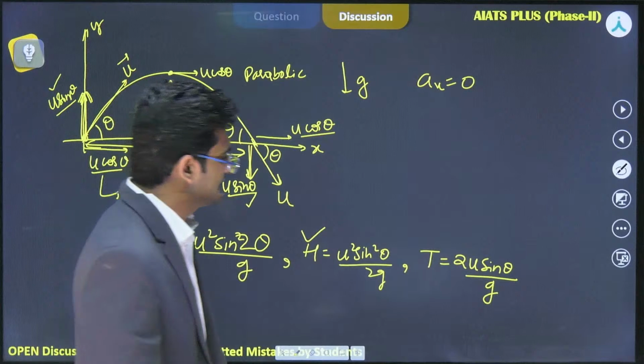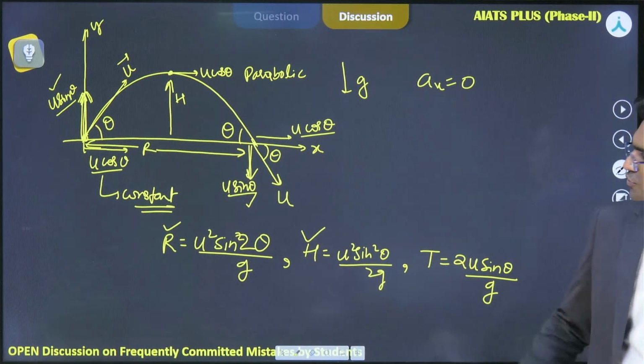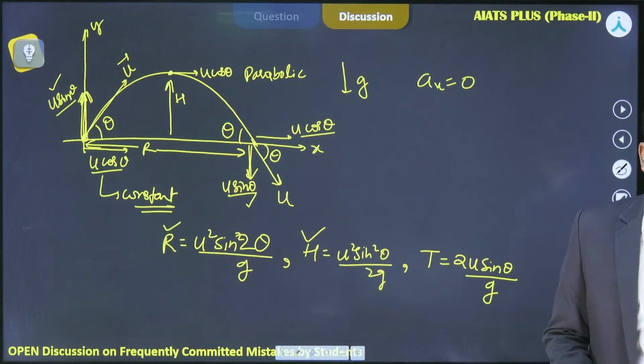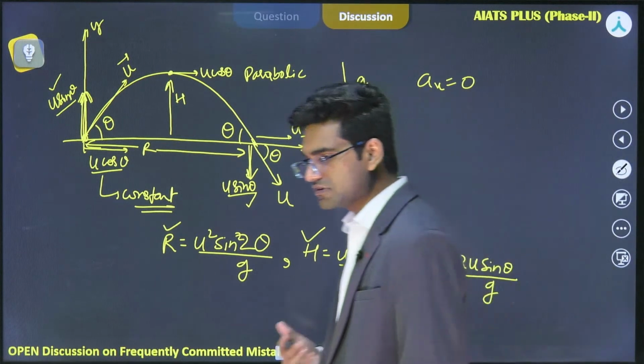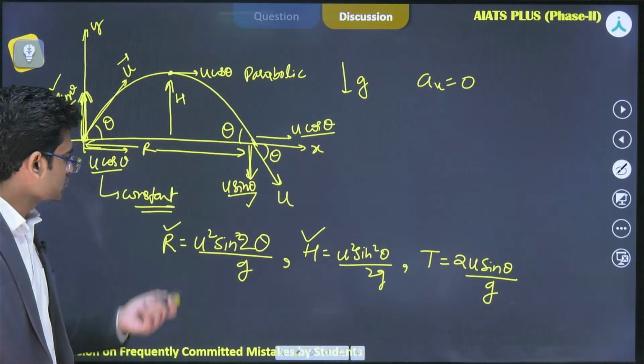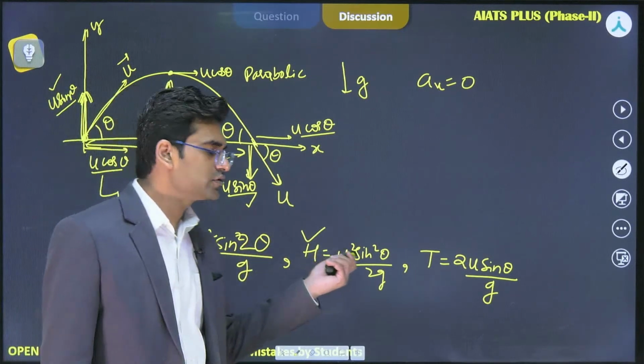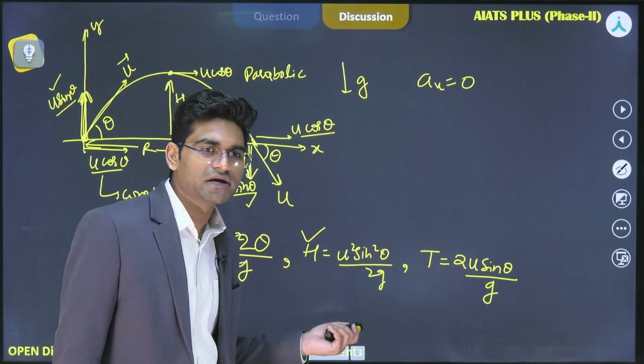Okay. And dear students, to solve questions based on projectile motion, you should know all these formulas on your tips, so that you can solve these questions without wasting much time. All right. So r is equal to u square sine 2 theta by g, and h is equal to u square sine square theta by 2g.